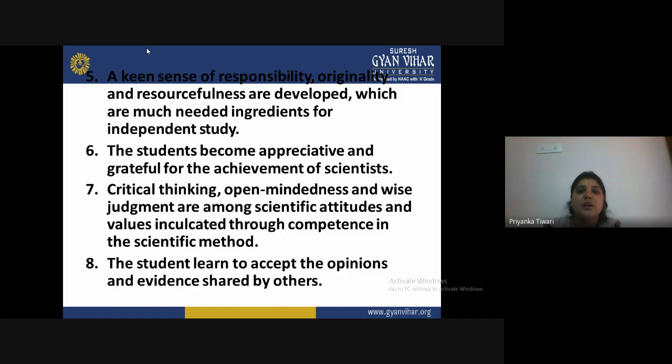The students become appreciative and grateful for the achievement of scientists. Critical thinking, open mindedness, and wise judgment are among the scientific attitudes and values inculcated through competence in the scientific method. The students learn to accept the opinions and evidence shared by others.